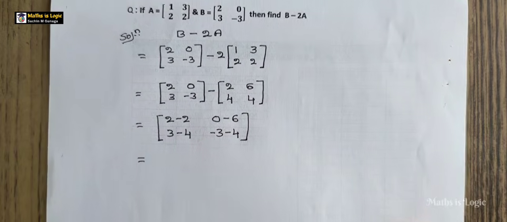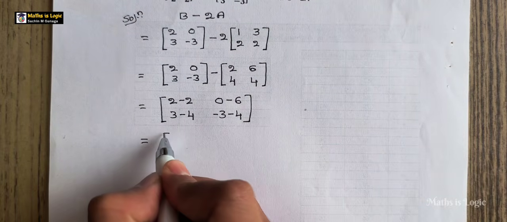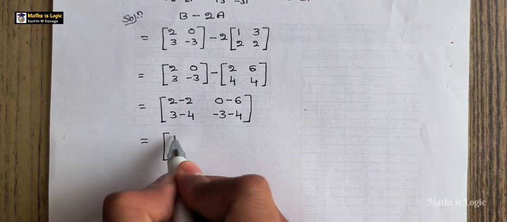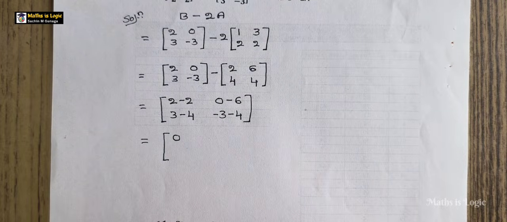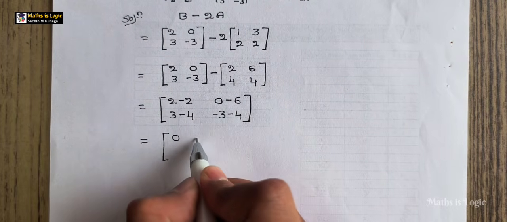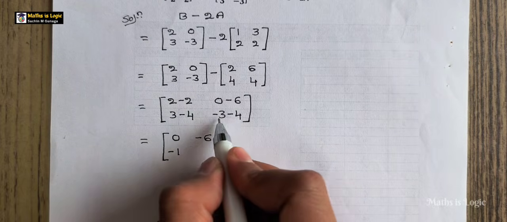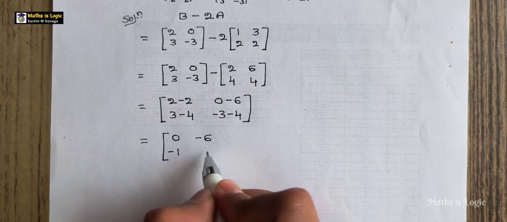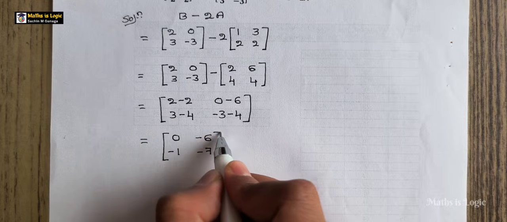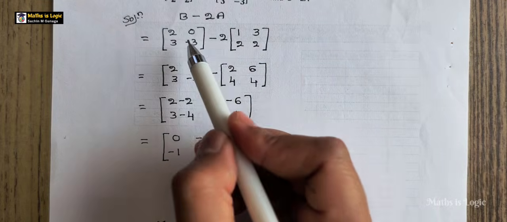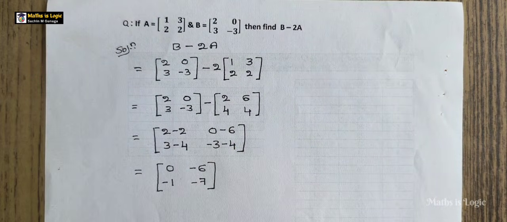Next, better you use the calculator here. 2 minus 2, if you use the calculator it will show you 0. 0 minus 6, minus 6. 3 minus 4, minus 1. Minus 3 minus 4 is minus 7. So this is the value of B minus 2A.